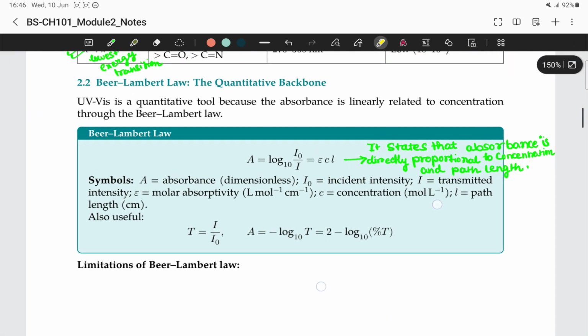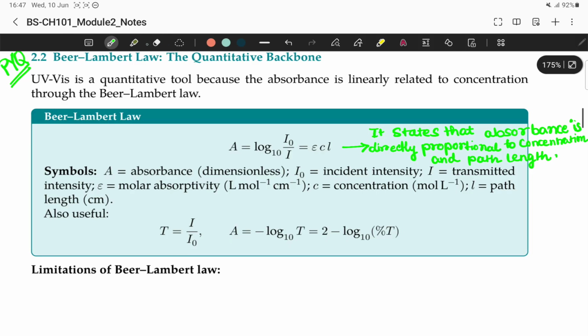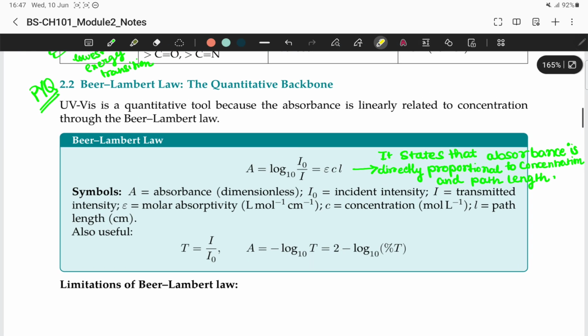Now, one of the repeated questions is Beer-Lambert's law. You could see this question very easily in your paper, either as a 1 mark question, a 5 mark question, or as part of group C as well. In UV visible spectroscopy, why is it so popular in industrial labs? The reason is Beer-Lambert's law, because it can tell us exactly how much of a chemical is in a solution.